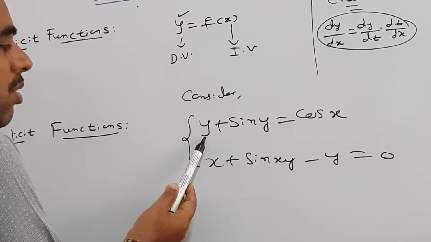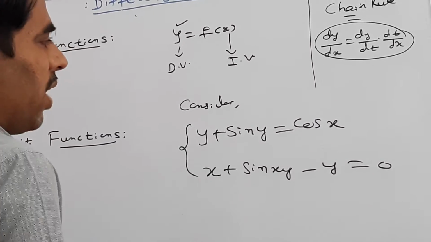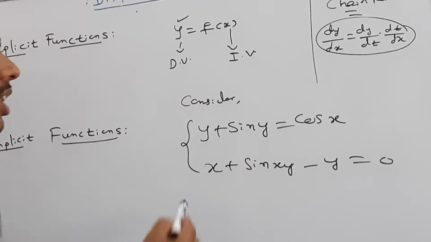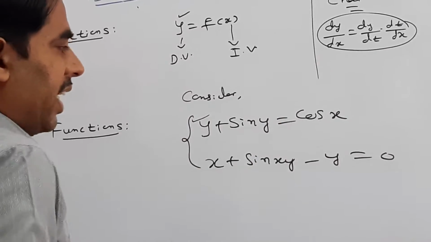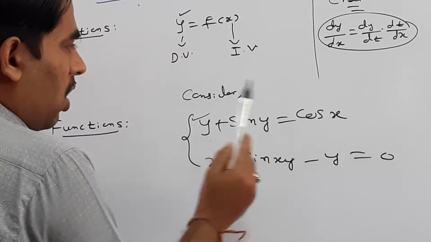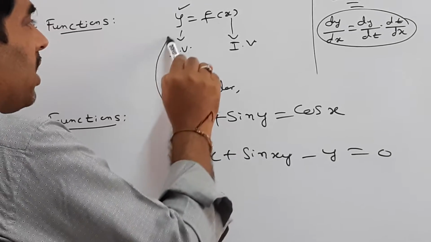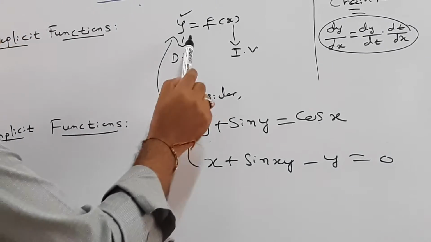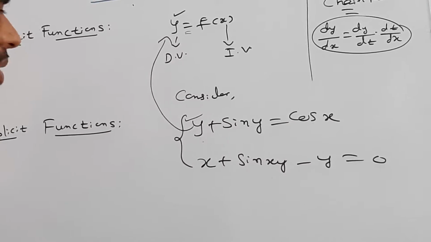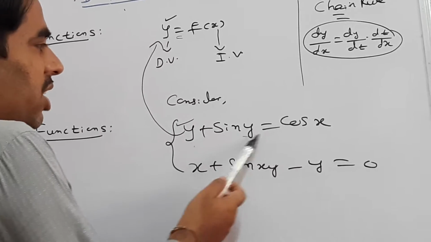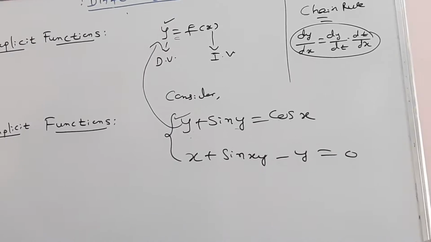Here observe the first example, y plus sin y. I have written on the left hand side y plus sin y, and on the right hand side cos x. This example, y plus sin y is equal to cos x, cannot be written conveniently in this form, y is equal to f of x, as we have shown for earlier examples.